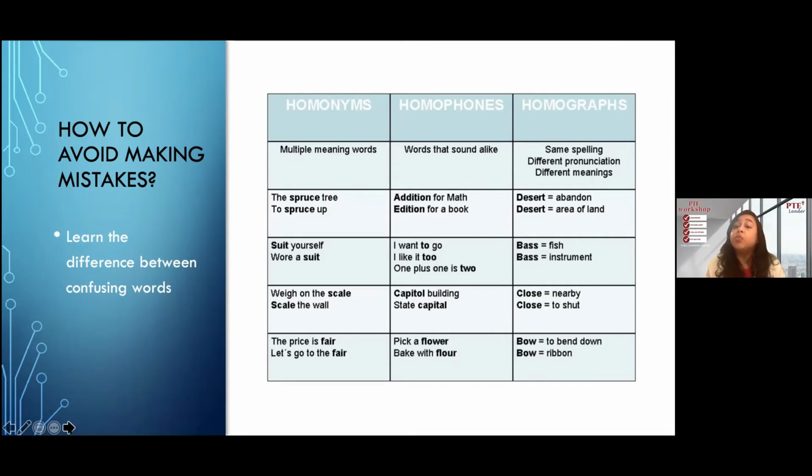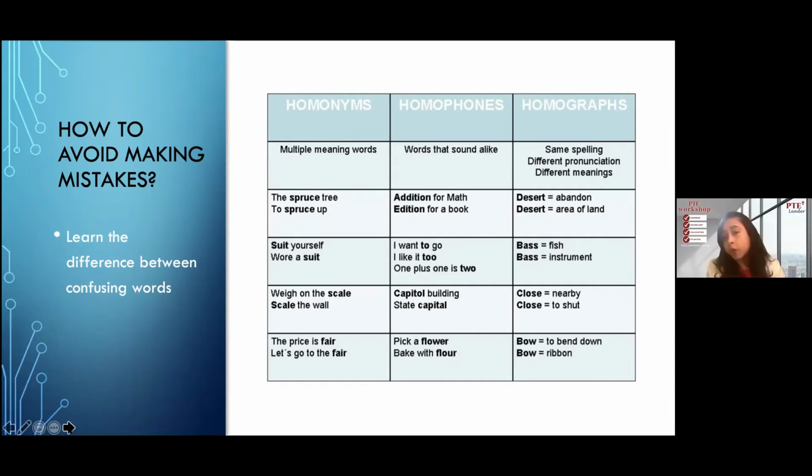Then comes homographs. Now, homograph is, again, very confusing. It will be like 2 different words, but they have very similar spelling and very similar pronunciation, but they mean very different things. This is, again, very important for PTE. So homophones and homographs, I want all of you to improve your knowledge about them, all the words that sound very similar when you're saying them, but when you're writing, they have different meanings and different spellings.